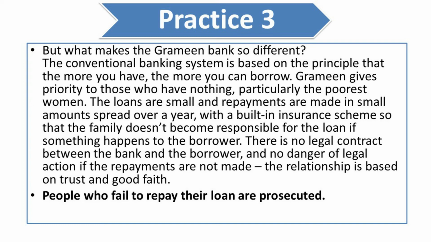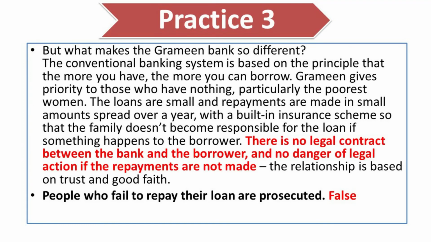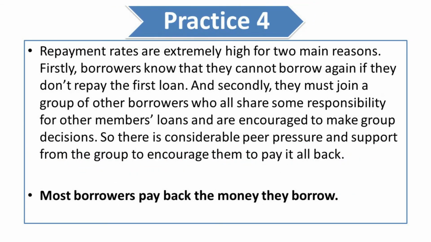Moving on to practice 3. The question says people who fail to repay their loan are prosecuted. Read the passage, please. So the passage says there is no legal contract between the bank and the borrower, and no danger of legal action. In the question it says those who don't pay the loans are prosecuted. So again, both the statements are contradictory. They are opposite to each other. The answer is false.